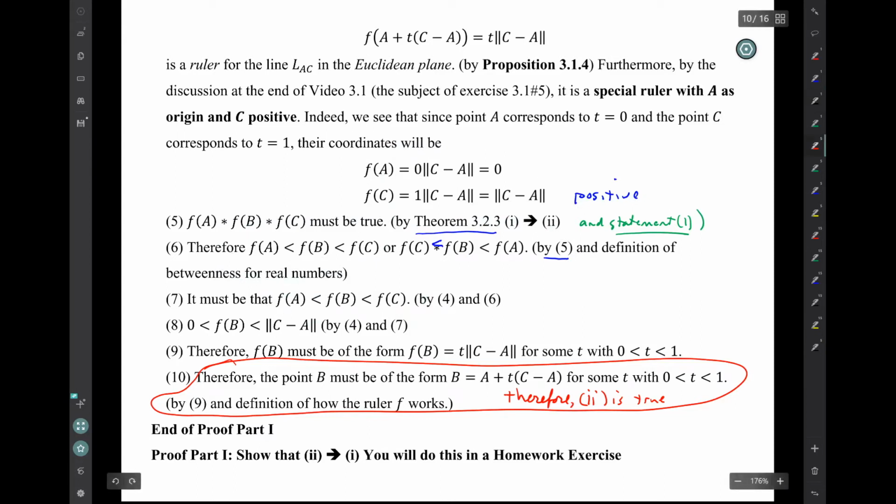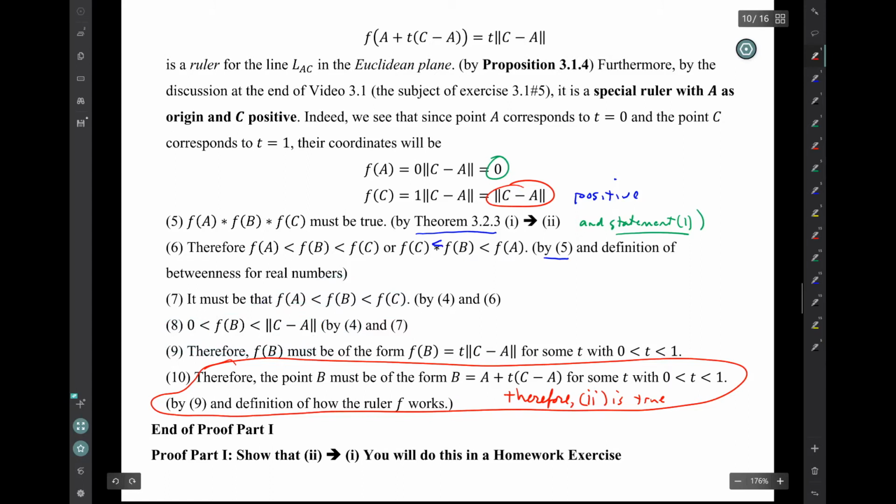Now furthermore, we know that this inequality has to be the one that's true, but also we know that f of a is the number 0, so we can put that there. And we know that f of c is the number, the norm of c minus a, so that can go there. So since f of b has to be between those numbers, then we can write this inequality.